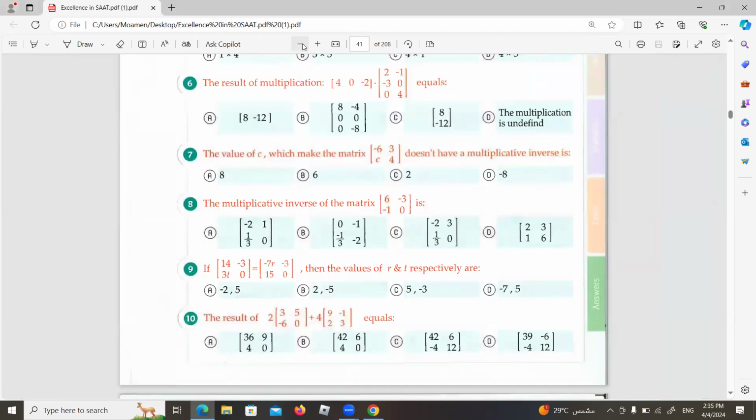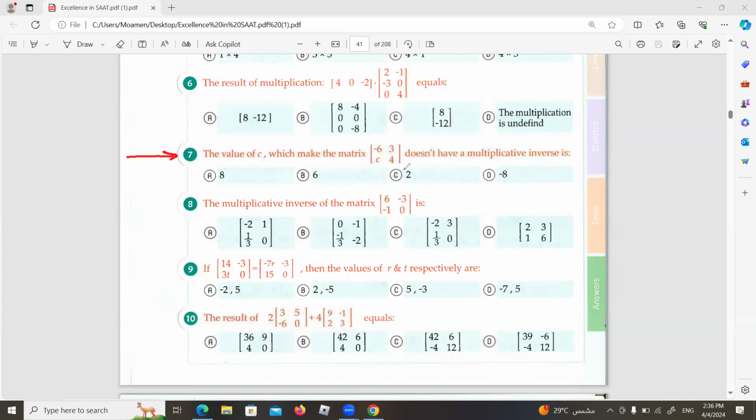Number 7, the value of C that makes the matrix not have a multiplicative inverse. We said that the matrix has no multiplicative inverse if and only if the determinant is equal to 0. So its determinant equals 0. So I get the determinant here and set it equal to 0.